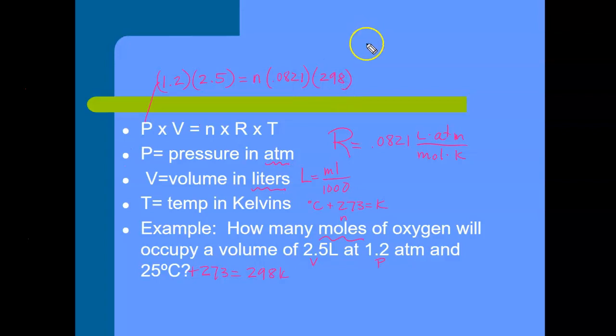So our math literally is going to be 1.2 times 2.5 divided by the product of 0.0821 times 298. And that is going to give us our moles. And when we do our moles, we will get 0.36 moles of oxygen, just like that. So it's a pretty easy equation to use, given the fact that all you really have to do is plug things in. The hardest thing is to remember that you must use atmospheres, liters, and Kelvins.